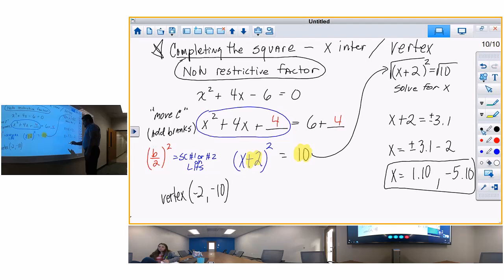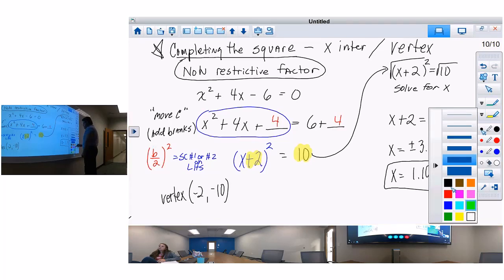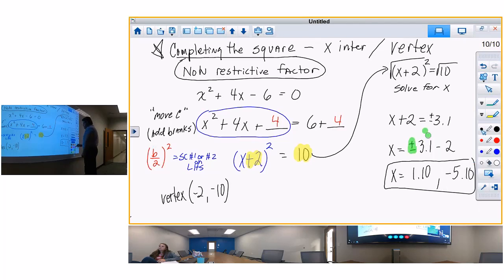Now, why do I have a positive and negative right here? The square root can be negative or positive because you're multiplying it by itself. So what's 3.1 times 3.1? 10. What's negative 3.1 times negative 3.1? 10. So you always have a positive or negative when you're dealing with an x-intercept or quadratic formula type situation. You're trying to find both the x-intercepts.